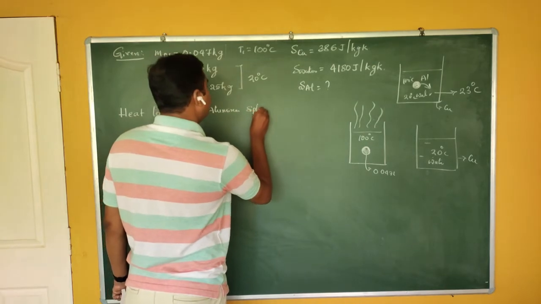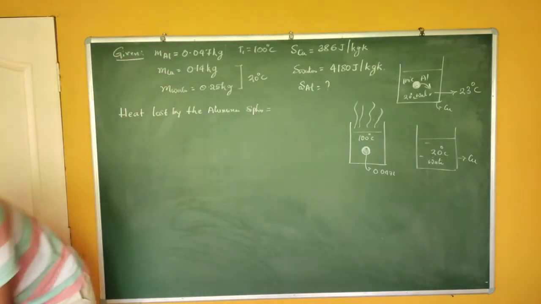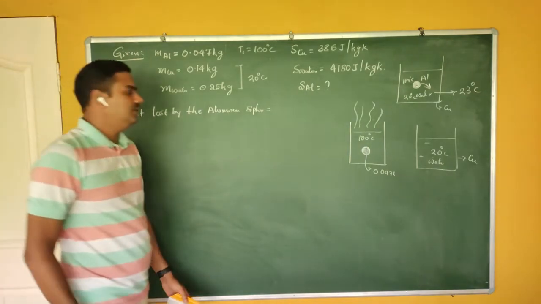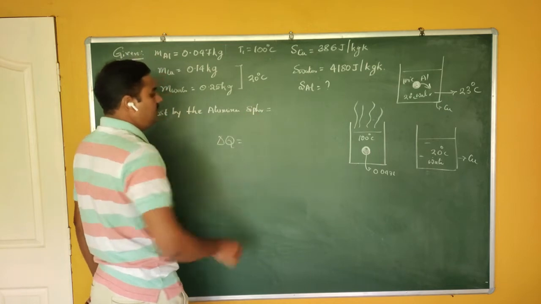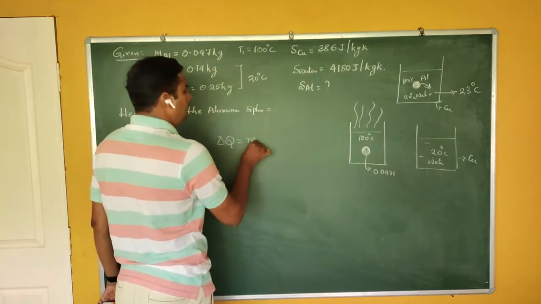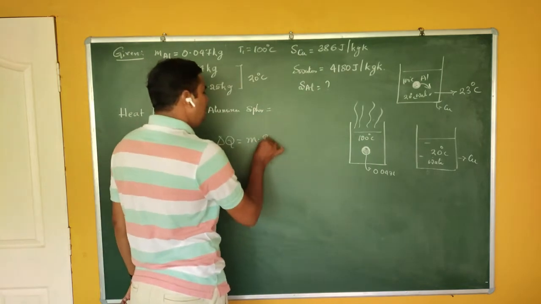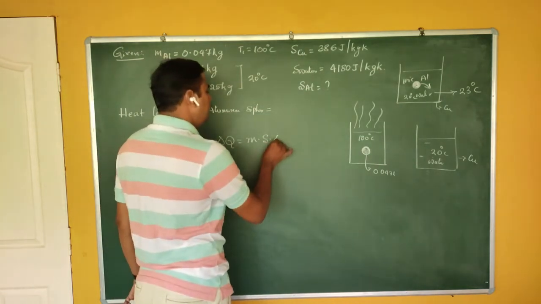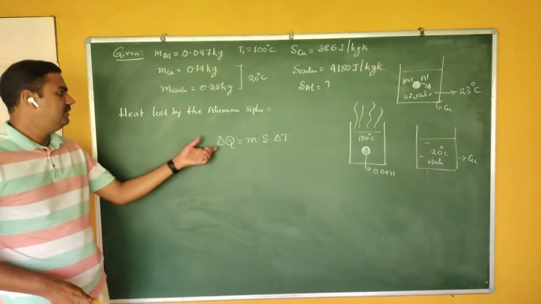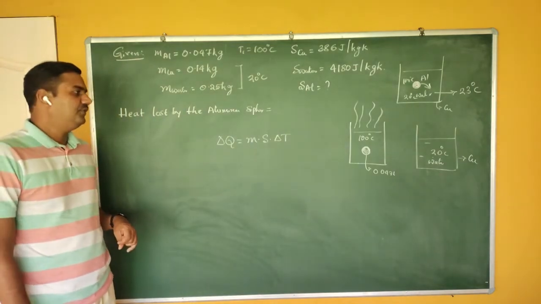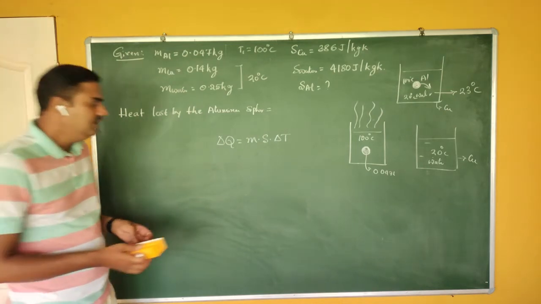Heat lost by the aluminum sphere is equal to... what is the formula for heat? The amount of heat given to the body, we already studied this formula in the last lecture. Delta Q is equal to what? The amount of heat given to the body depends on mass, on the specific heat, and also on the change of temperature. So the formula for heat is: delta Q is equal to M into S into delta T.